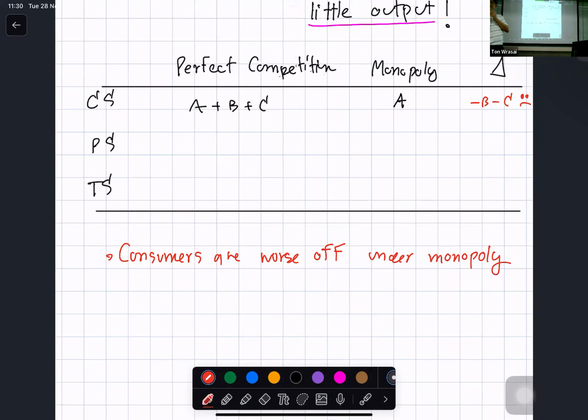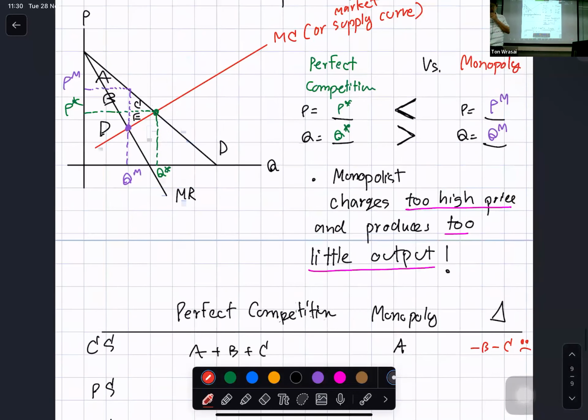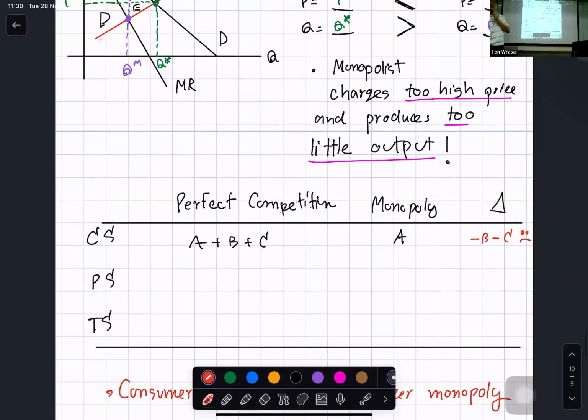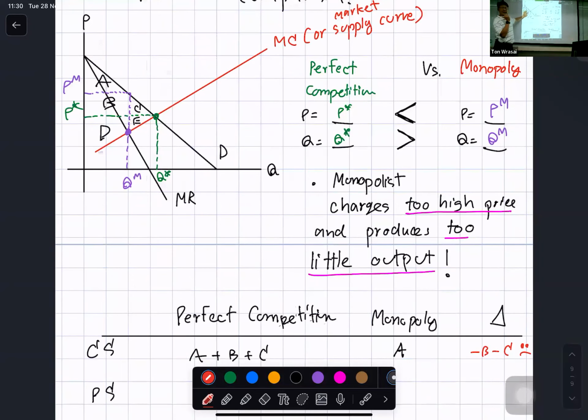Producer surplus under perfect competition is D and E. It is the area above the supply curve under the green price that consumers pay. That's DE.